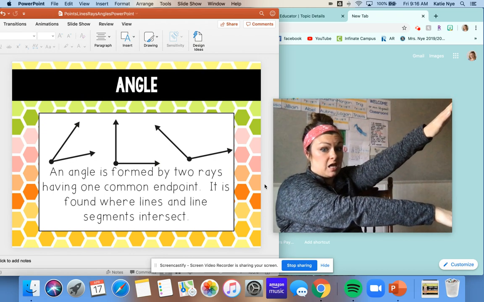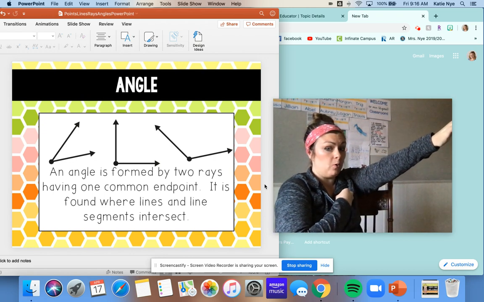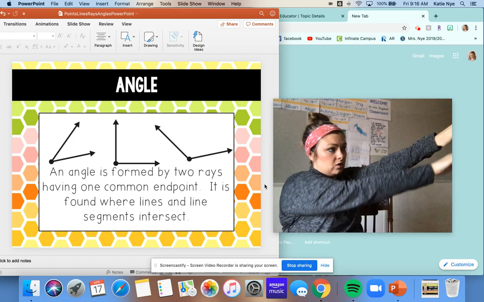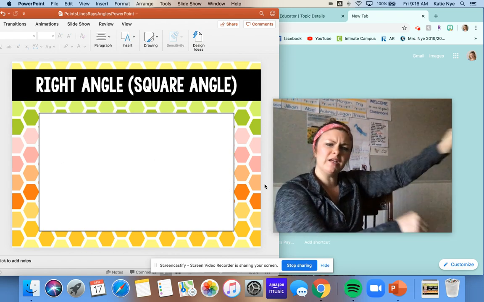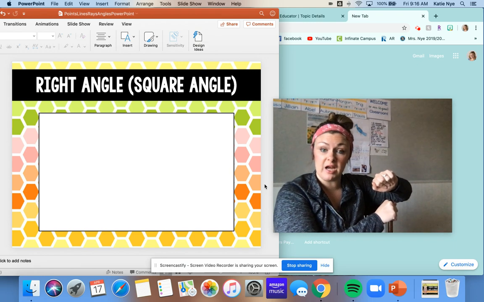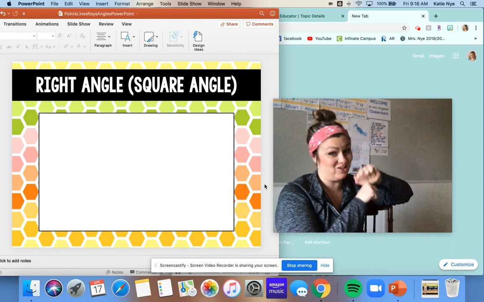So that is my angle. The vertex is me, I'm the point, but my angle goes between my two arms. So what are some of these different kinds of angles? We're going to use our arms again. You're going to get good at this.